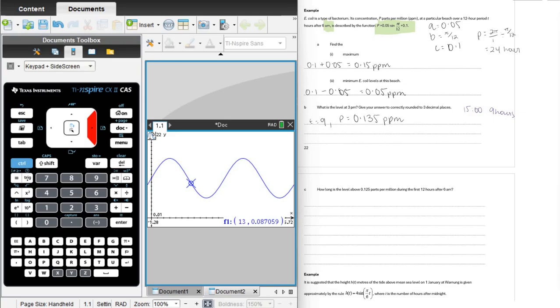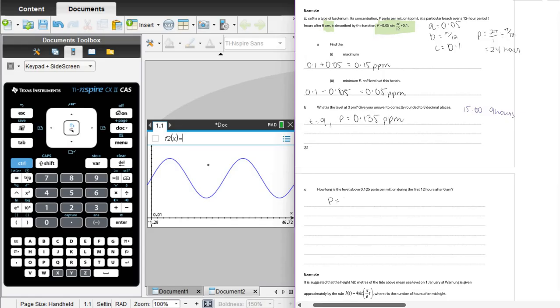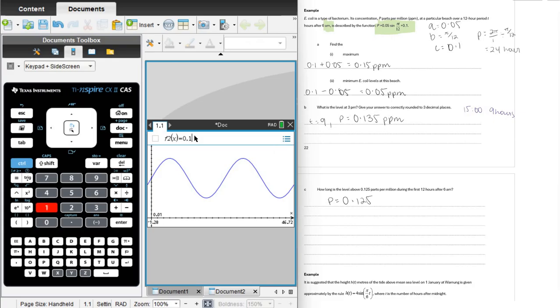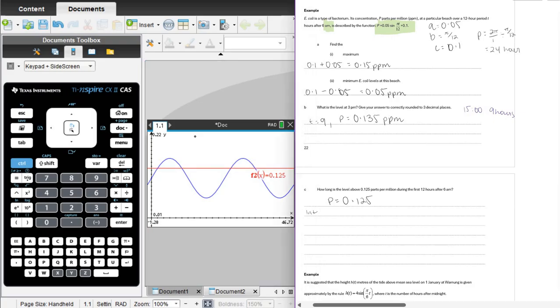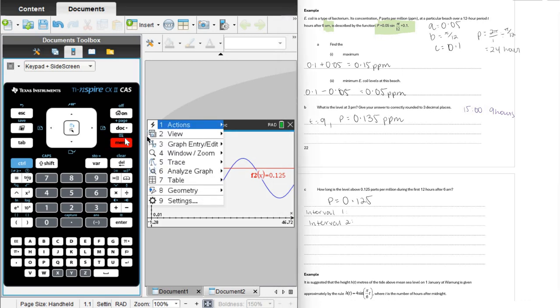Now, the next thing we want to know is how long we're above 0.125 parts per million. Okay, and there is a really easy way to do this. If you double click your screen, you can add another graph. And what this is saying is that P is equal to 0.125. In this case, P is our Y, so I'm going to just chuck a line in at 0.125. Then it's a matter of finding your points of intersection here, okay? So I'd like to write this out as kind of like interval 1, interval 2, and then if we need to do any conversions for minutes and that sort of thing, we can do that later on.